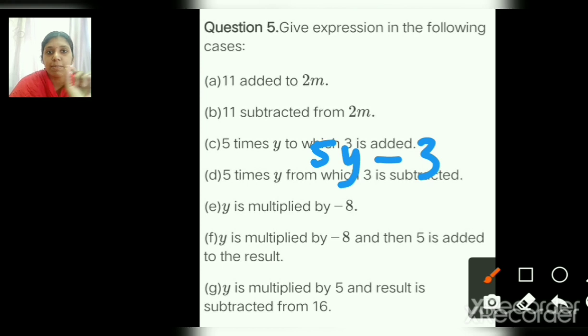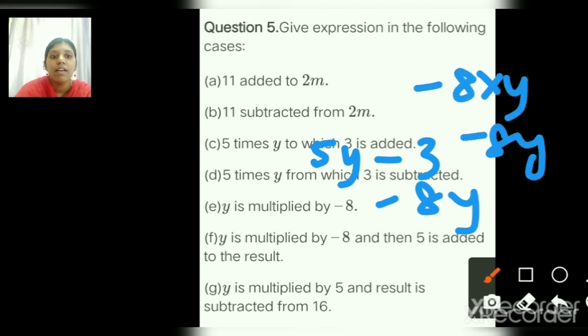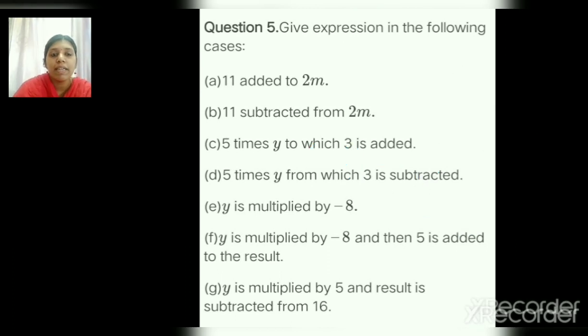Now next one. y is multiplied by minus 8, or negative 8. So y is multiplied by minus 8. That is nothing but minus 8 into y, which is nothing but minus 8y. Clear, children? So minus 8 into y is nothing but minus 8y.